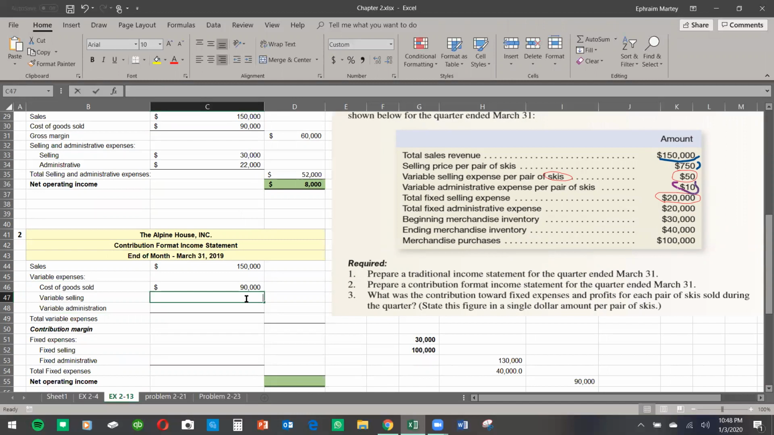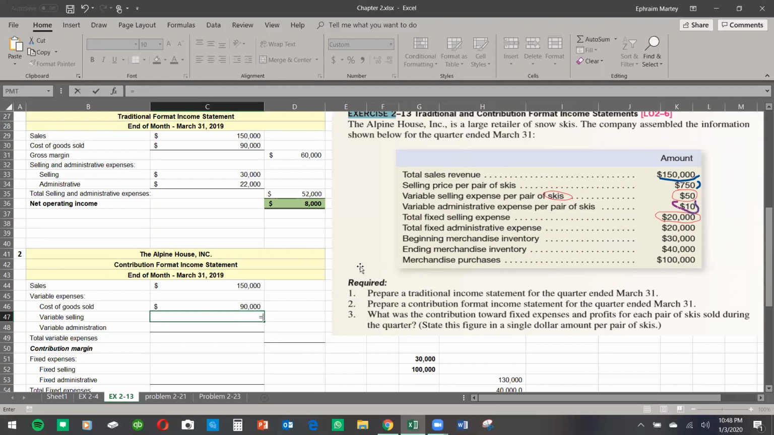Variable selling expenses, we computed as 50 times the number of units sold. So that will be 50 times 200, the number of units sold. That's $10,000. Variable administrative expenses, we also computed previously. Variable administrative expenses will be $10 times 200, which will give us 2,000.